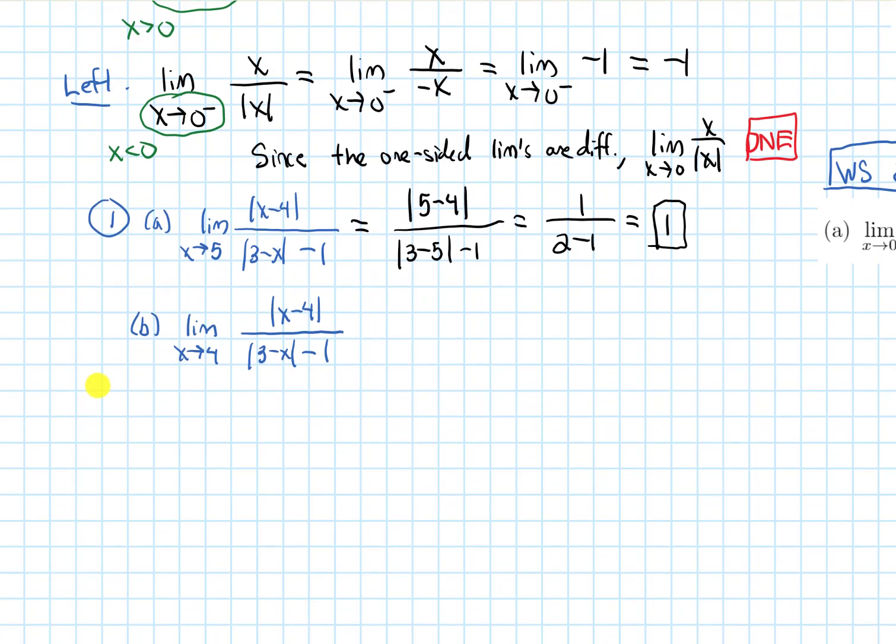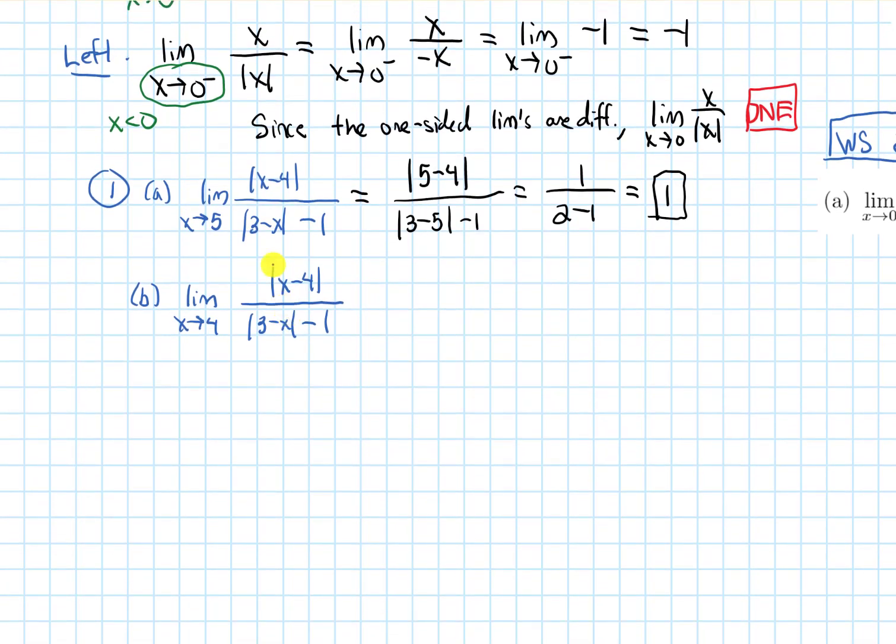Let's do 1 part B. Let's start it off by plugging in again. If I plug in 4 this time, I'm going to get 0 on the top. On the bottom, absolute value of 3 minus 4, that's going to be 1, and then minus 1. So we get 0 over 0, which is indeterminate. But we know to handle that, we're going to have to simplify. And we've seen now how to handle these absolute values in terms of piecewise functions.